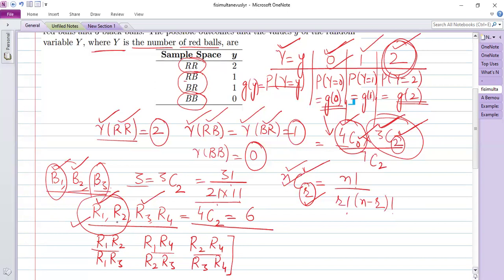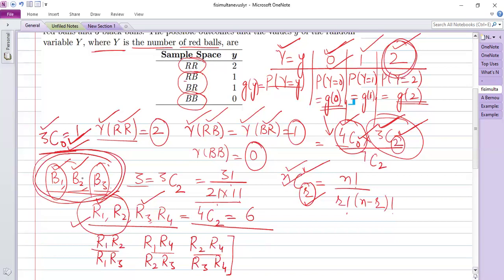Please mind one thing, that the number of ways of selecting nothing means, if I have to select zero black balls among these three, in how many ways can I do so? That is 3C0, selecting zero black balls out of three. And what is 3C0? That is equal to 1, meaning there is only one way to select no black ball out of three black balls.